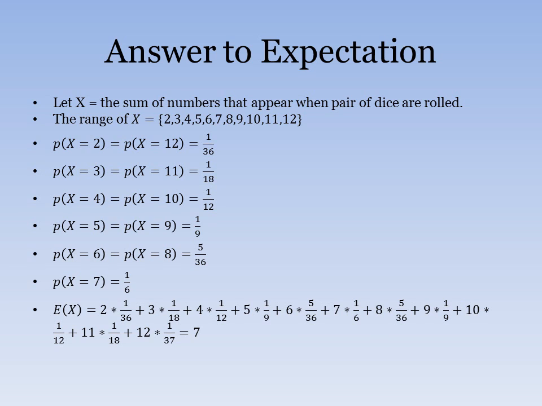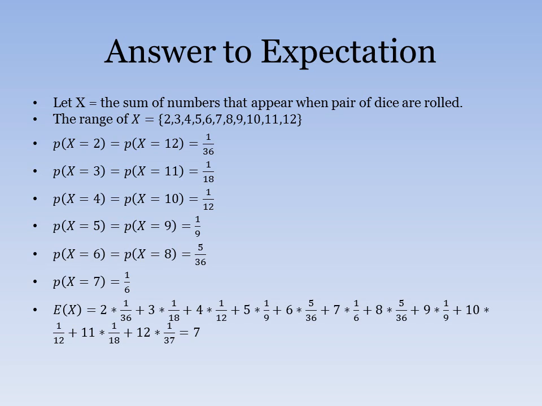Therefore, the expected value of the sum of the dice is 2 times 1/36 plus 3 times 1/18 plus 4 times 1/12 plus 5 times 1/9 plus 6 times 5/36 plus 7 times 1/6 plus 8 times 5/36 plus 9 times 1/9 plus 10 times 1/12 plus 11 times 1/18 plus 12 times 1/36.